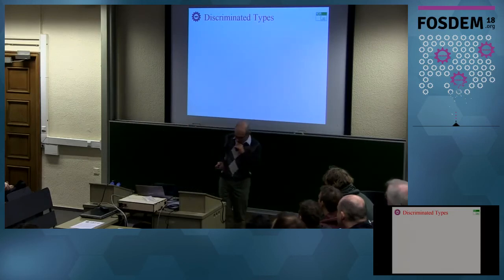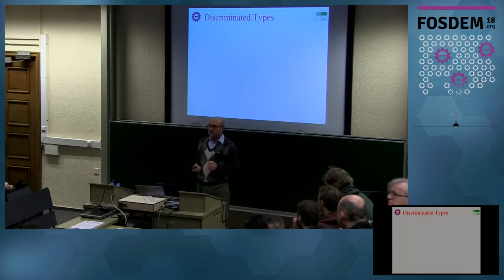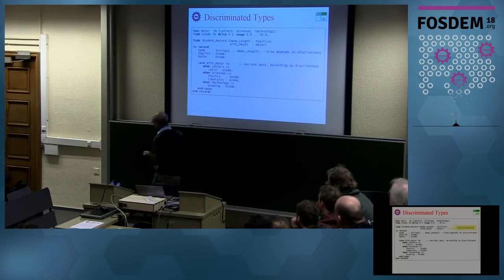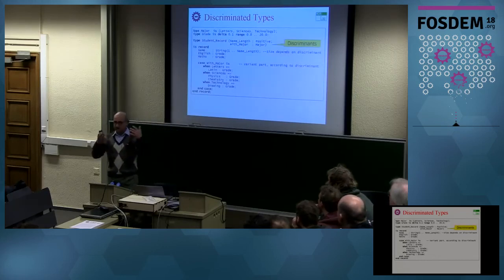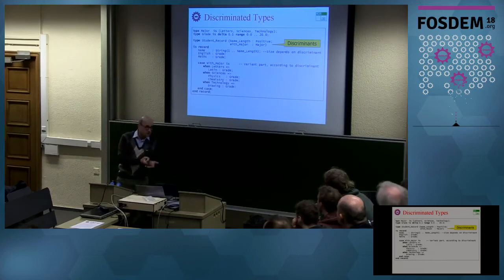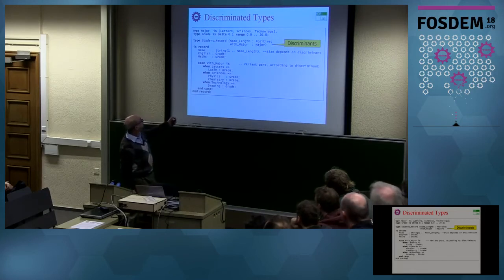Something also that I know of in no other language is the idea of discriminated types. In a sense, a type can have a discriminant, which is a kind of parameter. And the shape of the data structure will depend on the value of the parameter that's called the discriminant. So here I have an example. I have a student record.